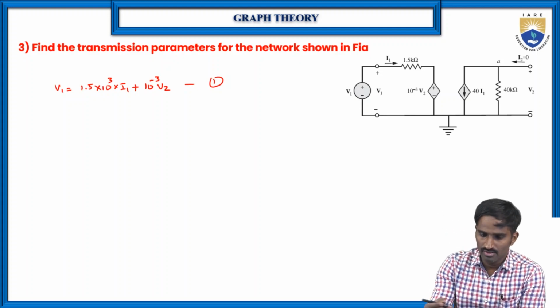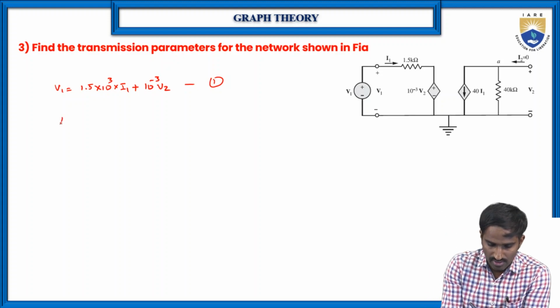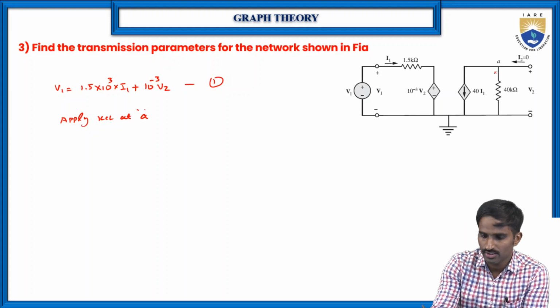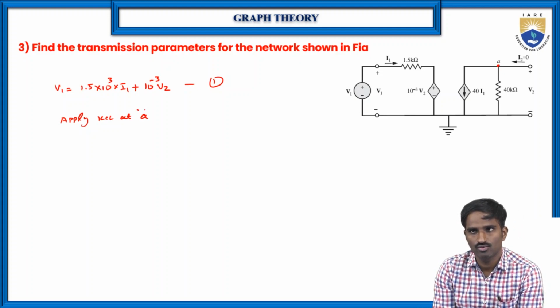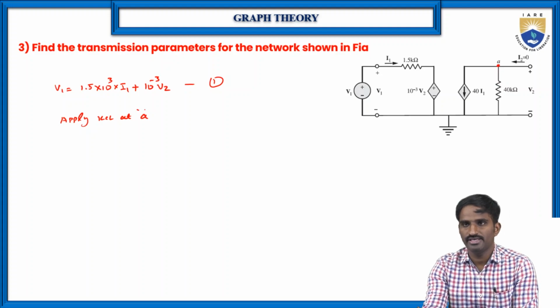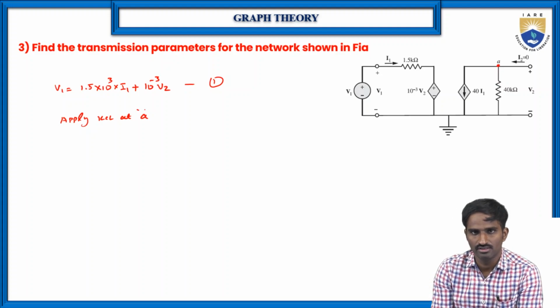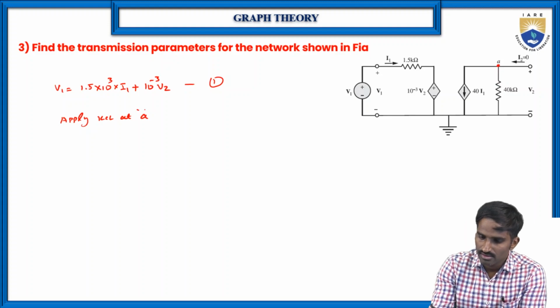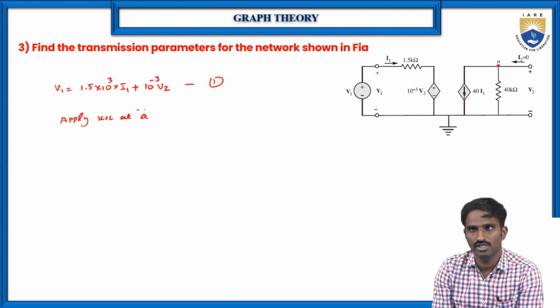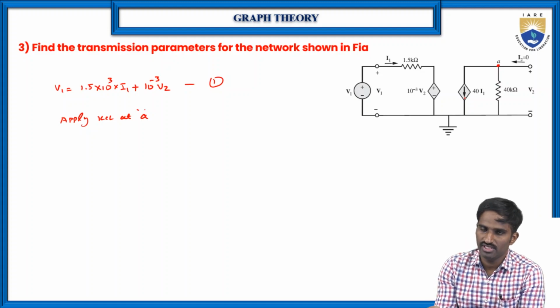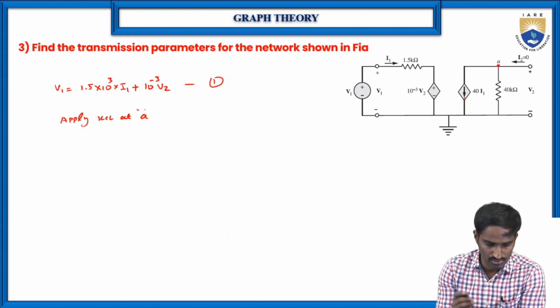Then with respect to the second loop, I am just applying KCL at node A. This is the node A. If you apply the KCL at node A, you can see what are the currents entering and what are the currents leaving. The 40 into I1 is leaving, and the current flowing through the 40 kilo ohms is also leaving. Anyway, I2 is entering, but I2 is equal to 0, so we need not take that particular value.